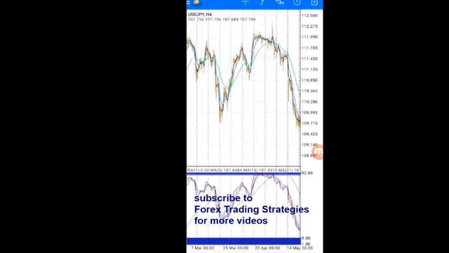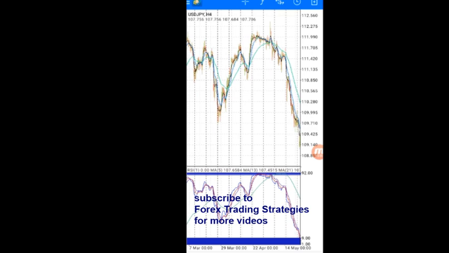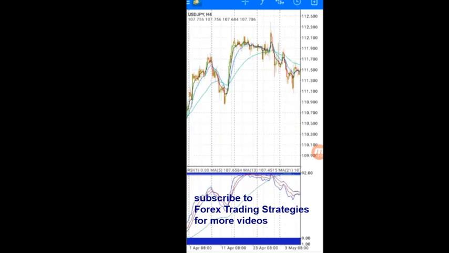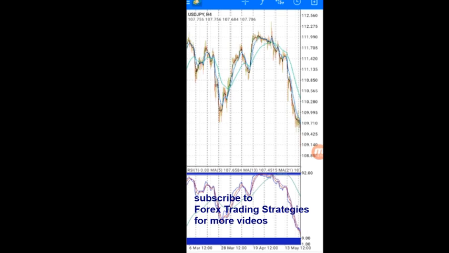Then for swing trades, you check the 4 hours chart. If the 4 hours chart is oversold or overbought, if it's overbought, you prepare to sell. But before selling, what are you gonna be doing? You're gonna be waiting for a rejection. Here is a rejection. Then what are you gonna do? You're gonna sell.